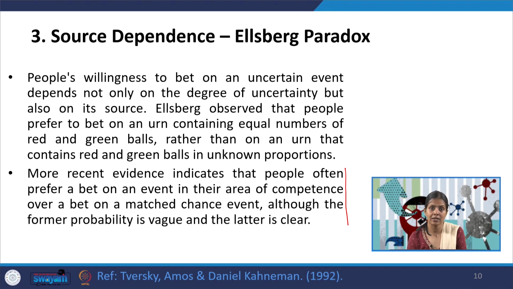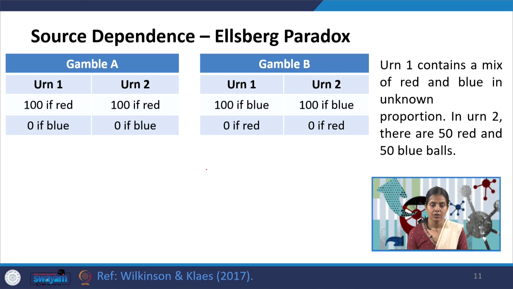So, let us see what the Ellsberg paradox says. In the Ellsberg paradox, we have again two alternative gambles. In gamble 1, one individual has to choose one ball from either urn 1 or urn 2.